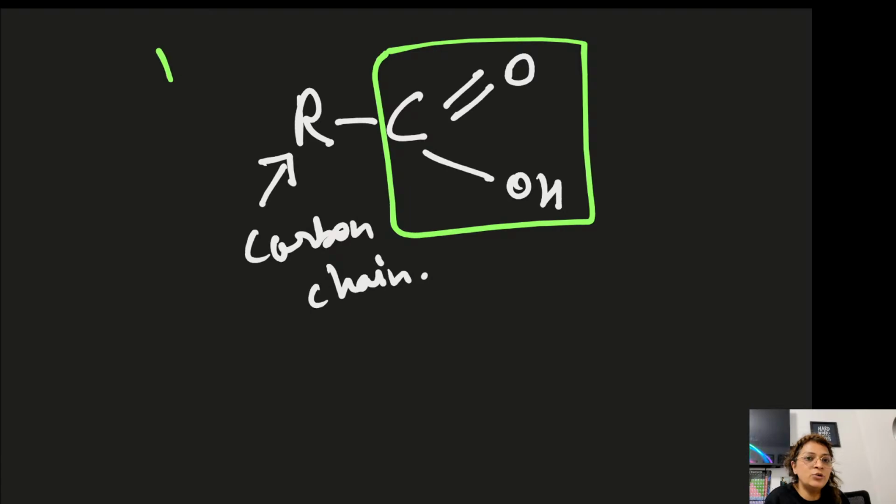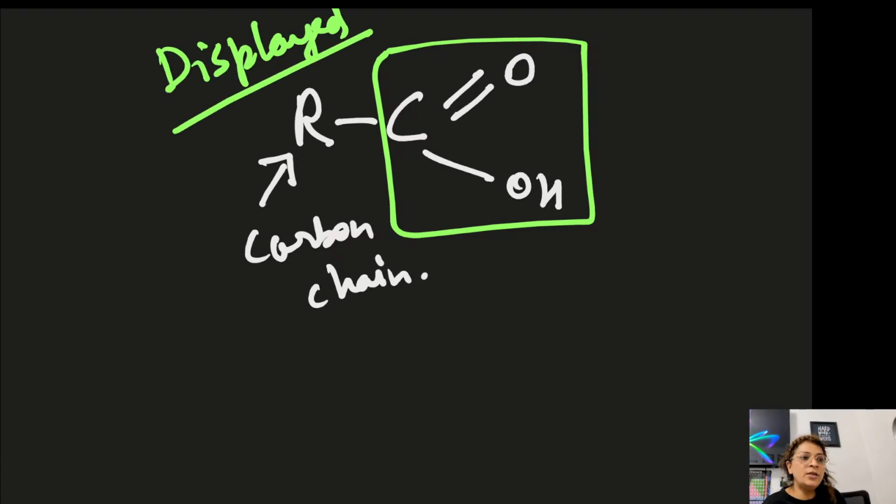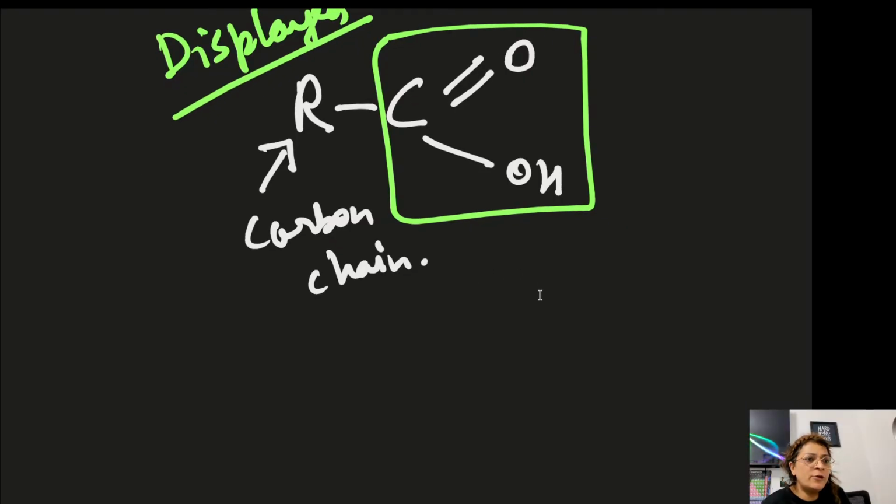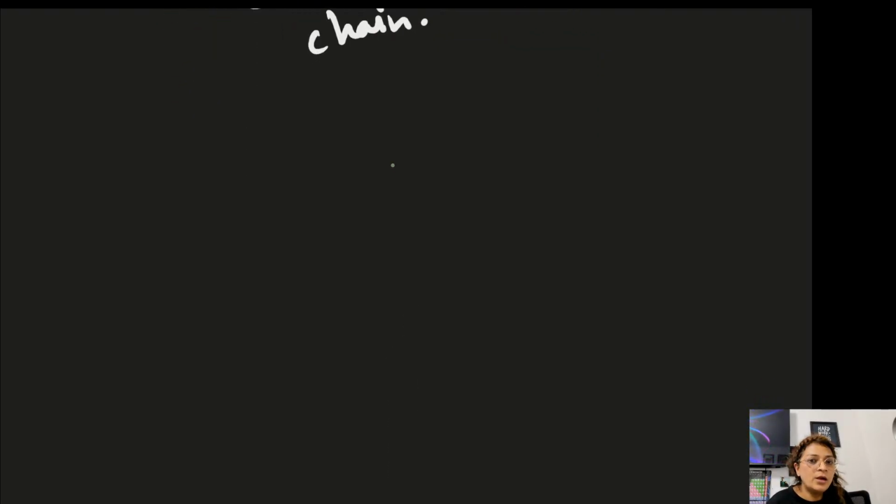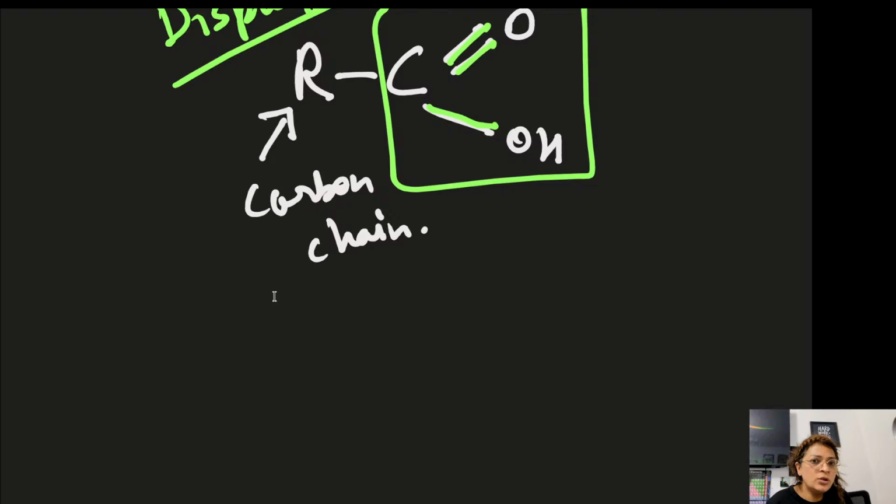Does anybody know what displayed formula means? Displayed formula is this. When you display the bonds, they can ask you to write the displayed formula and you need to write just like this. What does R stand for? Type in the chat.